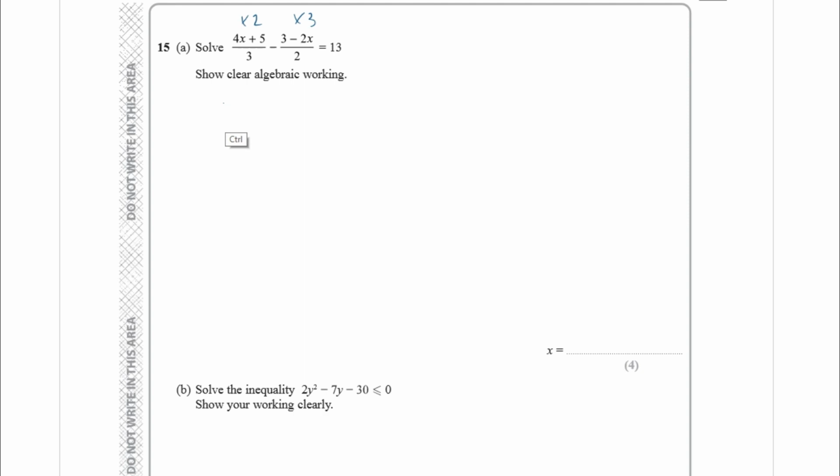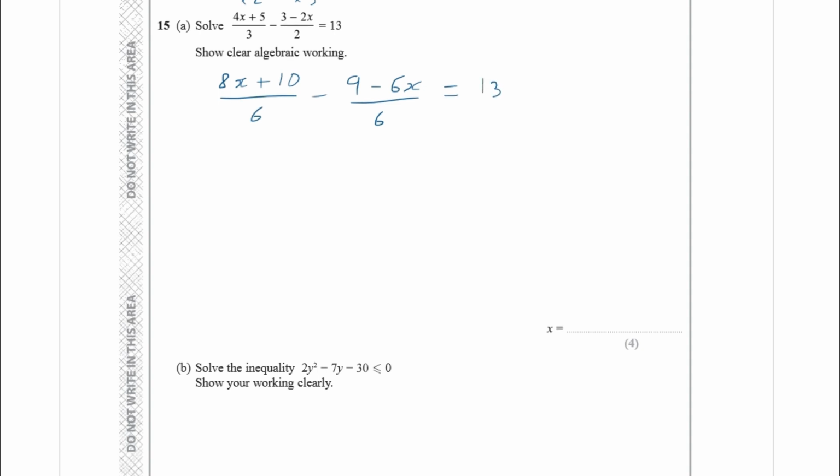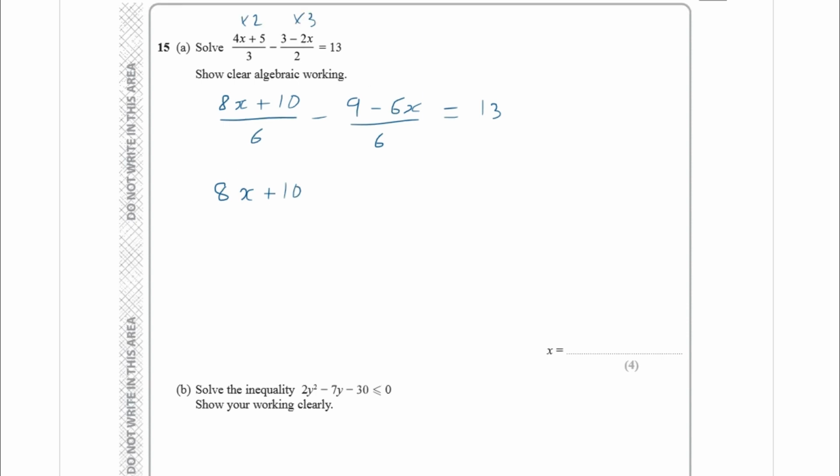So multiplying my first fraction by 2 here, I should get 8x plus 10, all of that over 6. And multiplying my second fraction by 3, I should get 9 minus 6x, all of that over 6 as well. And this is equal here to 13. Now when two fractions are on the same denominator, I'm allowed to put them together. So I can say that this is 8x plus 10 minus 9 plus 6x.